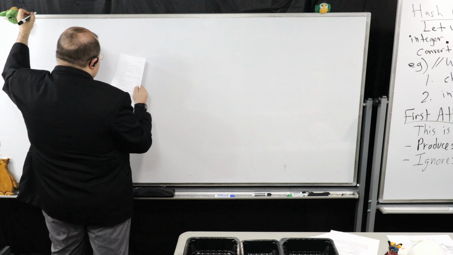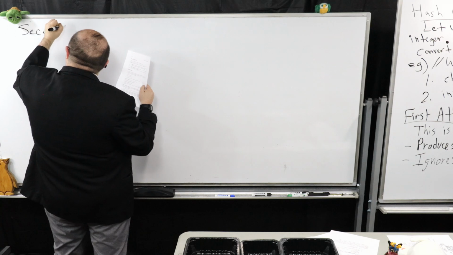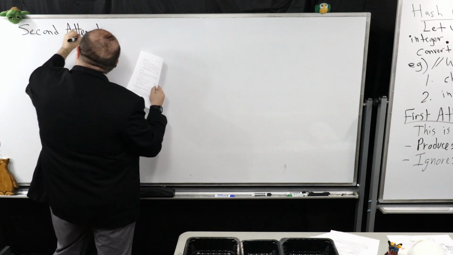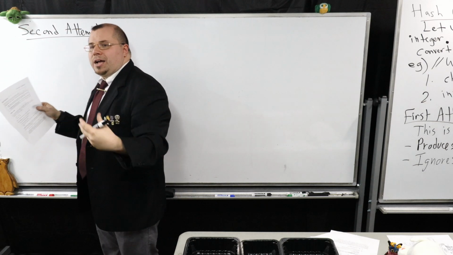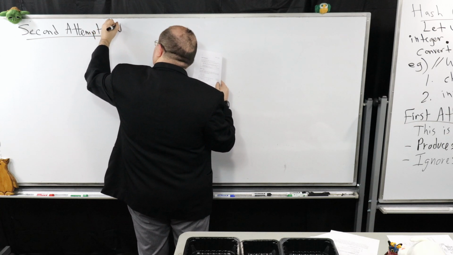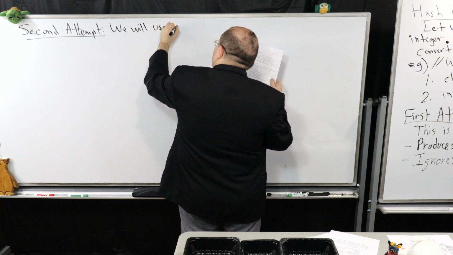So here's our second better attempt that I'm going to recommend. This one's rather practical. It's very easy to deploy. It is something called a polynomial hash code. We will use a polynomial hash code.